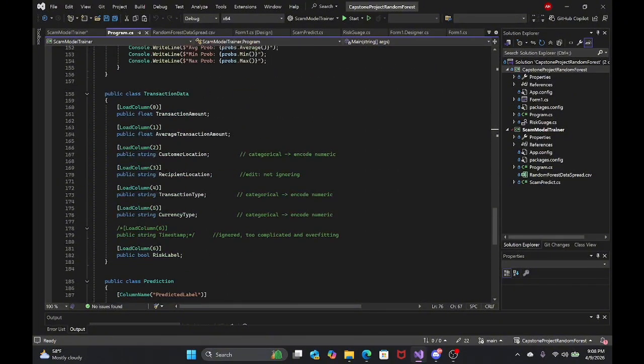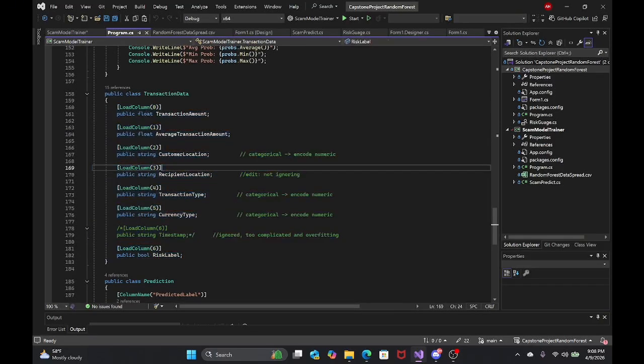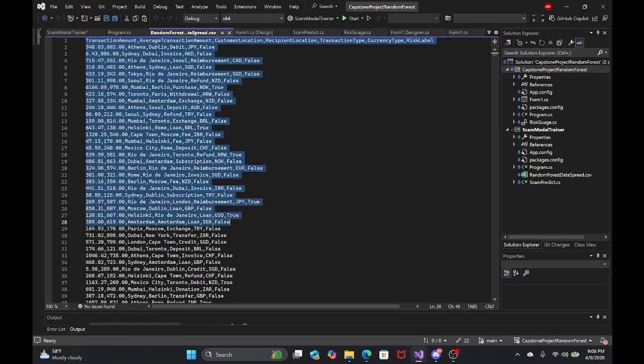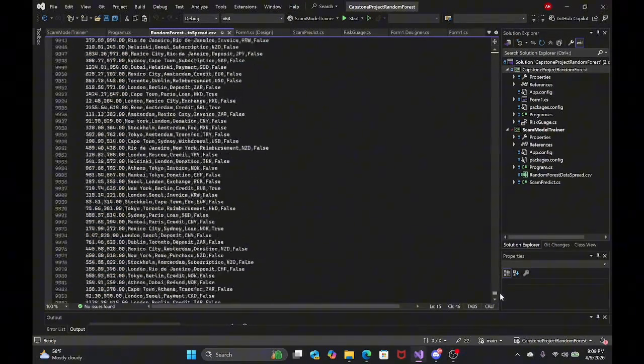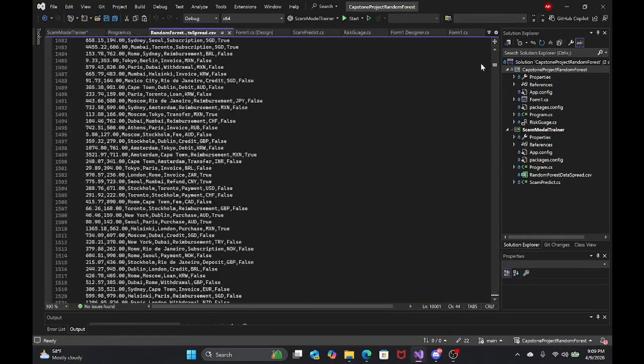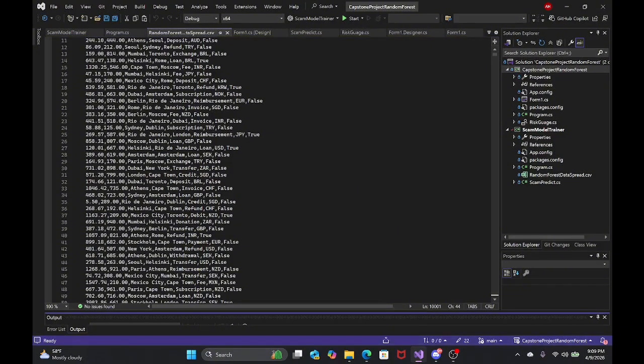And this is another important one, this was the transaction data. These are our features, except this. This is just to say at the end of it whether it actually was a fraud or not, which was a risk label. And then here's our CSV, which is now finally in the right format. And we'll scroll all the way down here just to prove that I do have 10,000 lines of data. But yeah, that's what this is. So then we'll start it up.